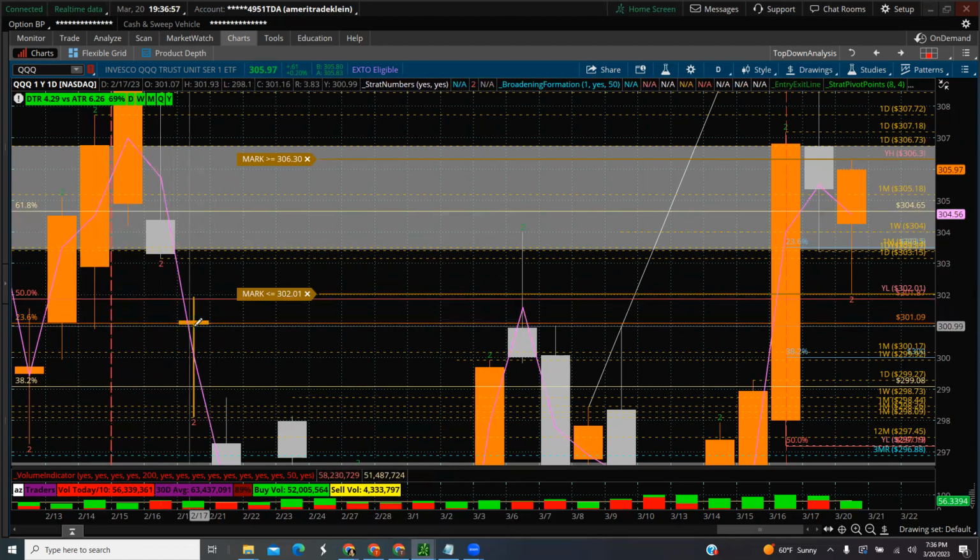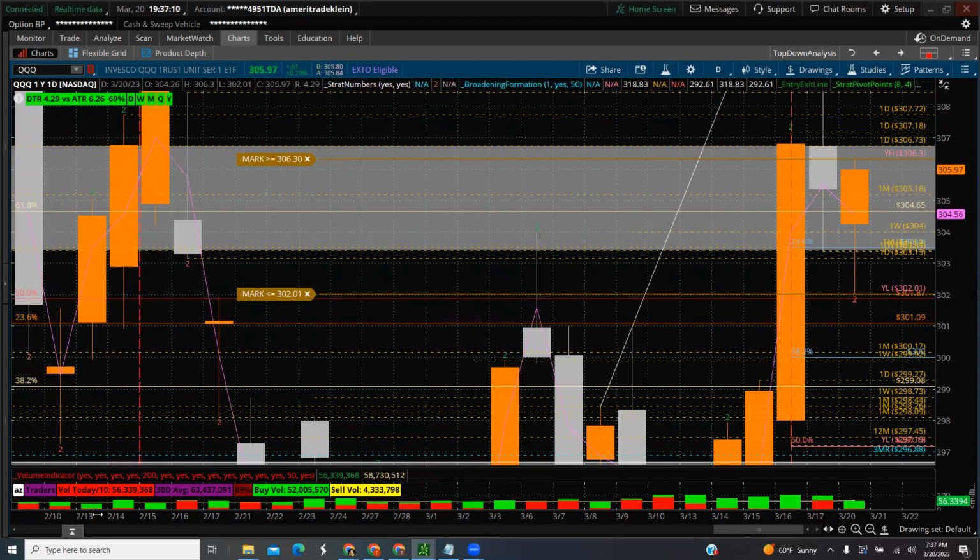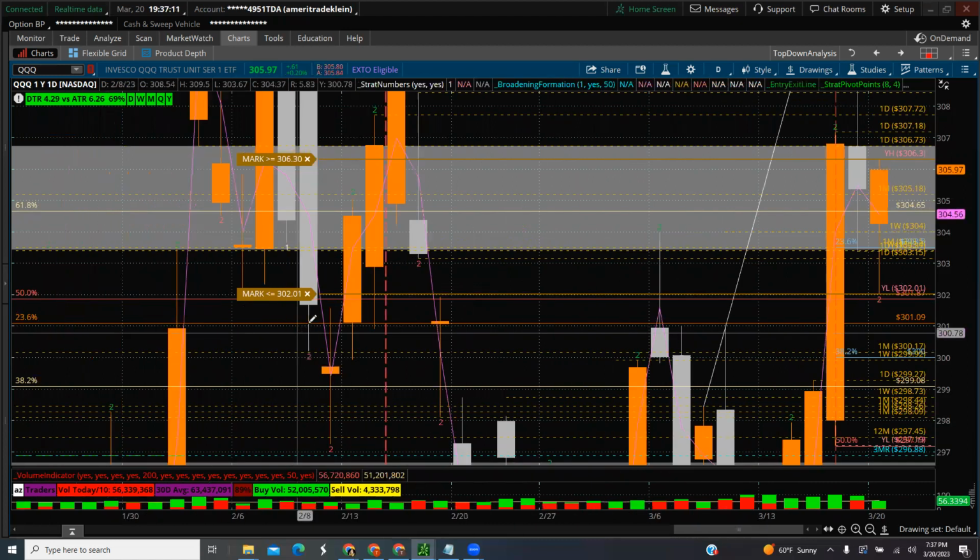So 1, 2, 3, 4, 5. We already have 6 days worth just in this time frame. So if we went further back to look at more of the quarter, you'll probably find more and more wicks coming off of this line.